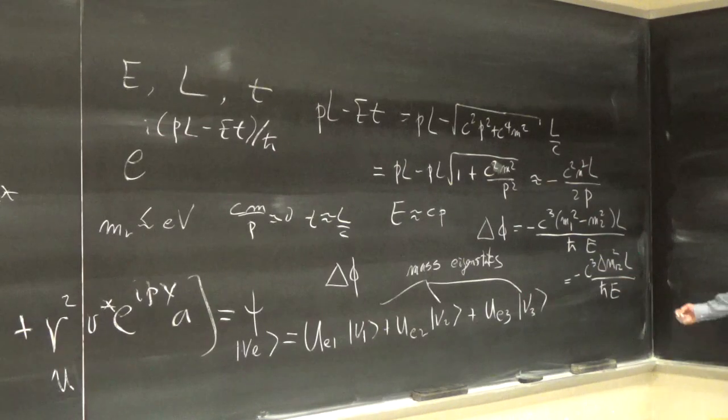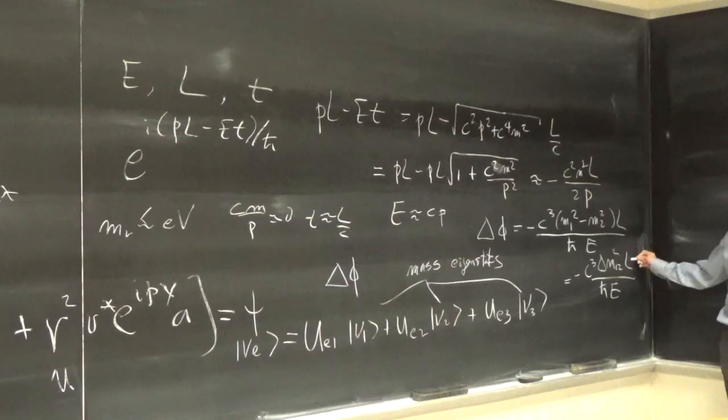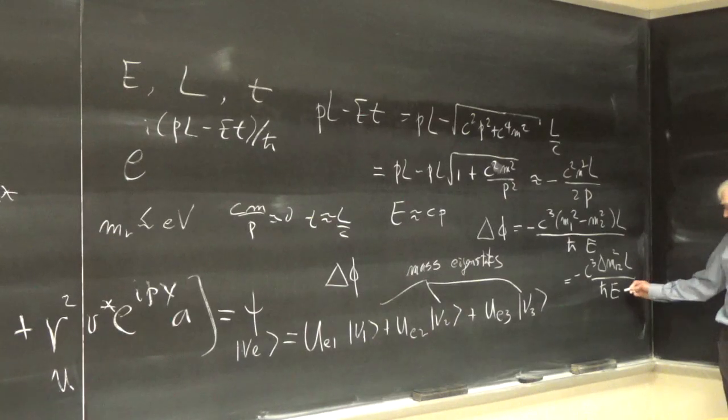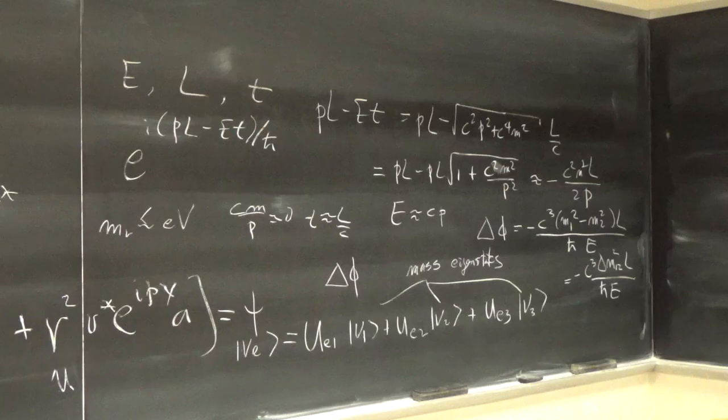So there's a phase then that shows up and is proportional to the distance you travel divided by the energy. And in the case of the Ray Davis experiment, the neutrinos were coming from the sun, and so L was huge.